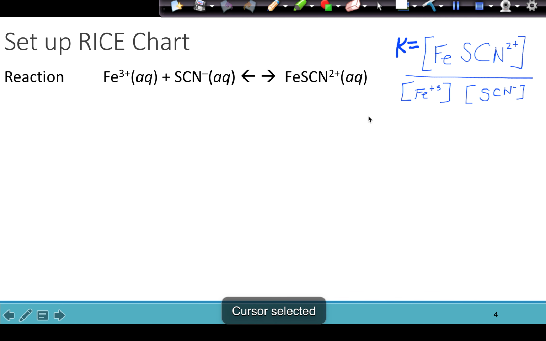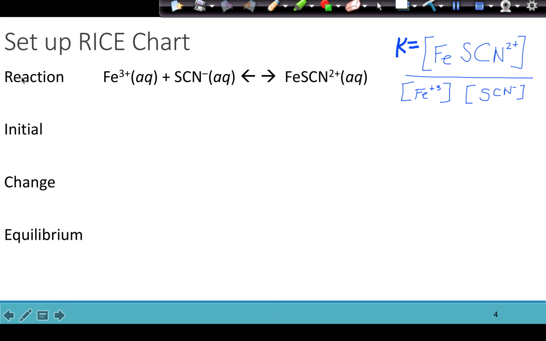Once we have our K expression, we're going to set up our RICE chart. And our RICE chart, RICE stands for reaction, here's our reaction, initial concentration, change in concentration, and equilibrium concentration. So I'm going to go back and read the information from the question again, and it says that the initial concentration of the iron plus 3 ion was 6.00 molar. So I put that here in the initial concentration line.